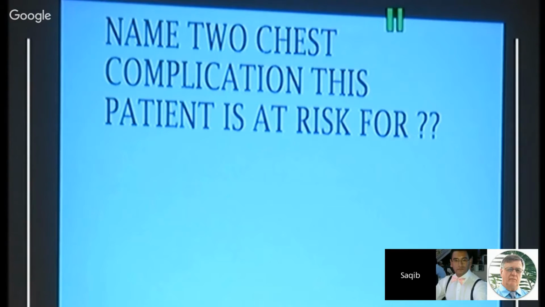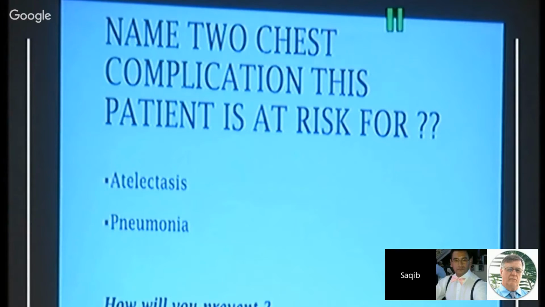Name the 2 chest complications this patient is at risk for. What complication can this patient have? Any trainee here? Well, just simple. Atelectasis and pneumonia. And how would you prevent that? This is a collapse, so you will do physiotherapy and breathing exercises.